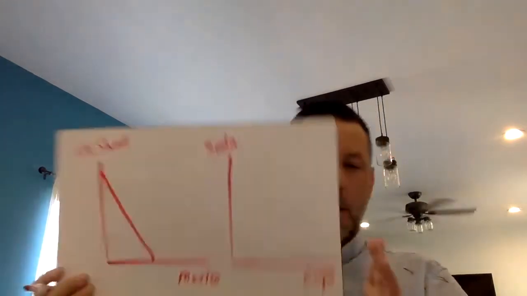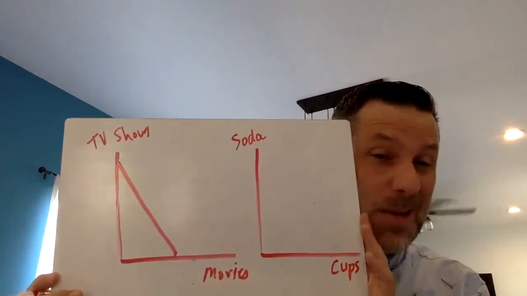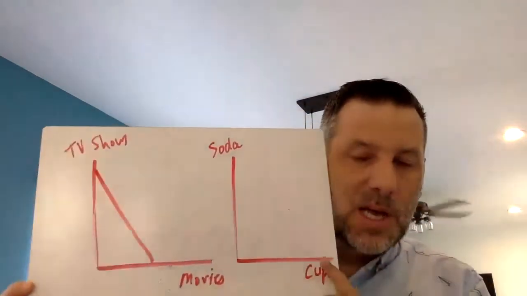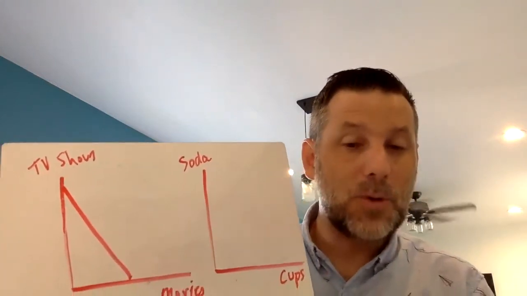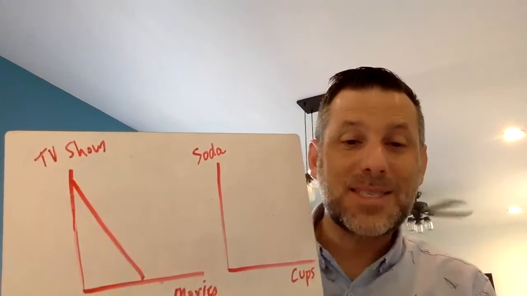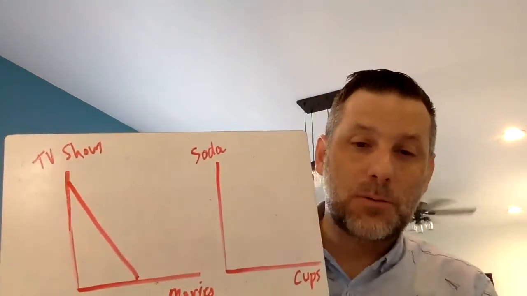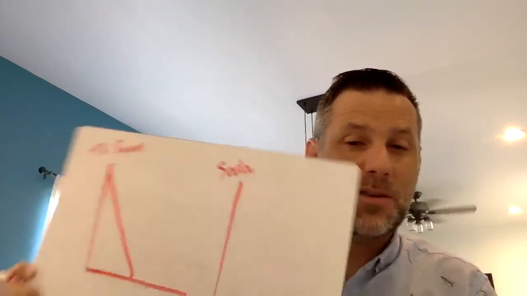So what we end up with is something that looks like this: a straight line PPC, because they use the same resources. So what this list right here is saying is, for every 4 TV shows you give up, you can make 1 movie. There's a constant 4-to-1 ratio there. So it's a straight line because it's a constant ratio.